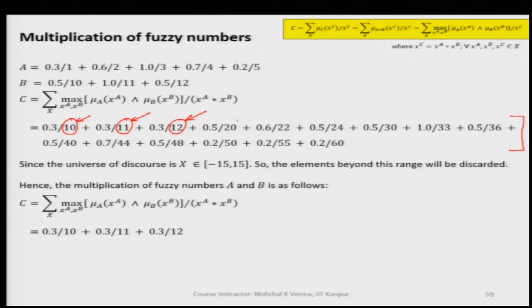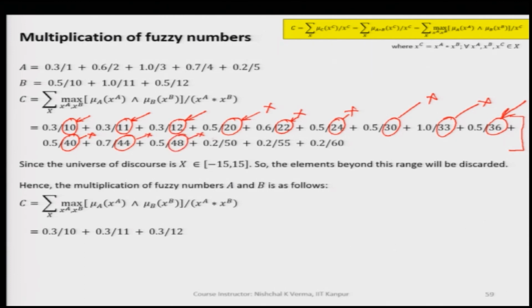Now, what about this 20? 20 is not within the universe of discourse. Similarly, 22 also is not within the universe of discourse that has been given to us. Similarly, 24, 30, 33, 36, 40, 44 are also not within the universe of discourse.